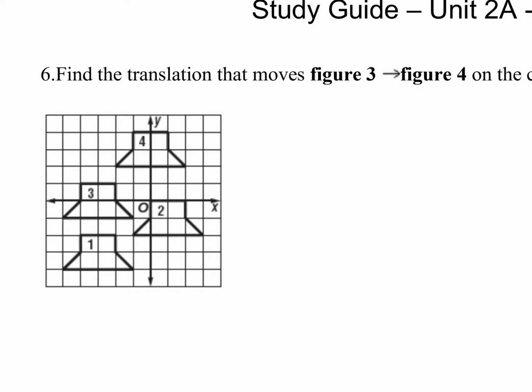All right, again, finding the translation. So from 3 to 4, I'm going to go in the x direction, 1, 2, 3. I went to the right 3, so that's a positive direction. And then I went 1, 2, 3 up, and that is also a positive direction. So from figure 3 to 4, I went over 3 and up 3.